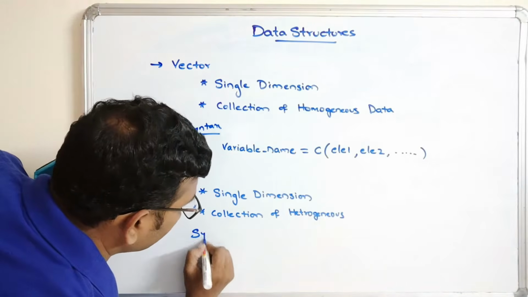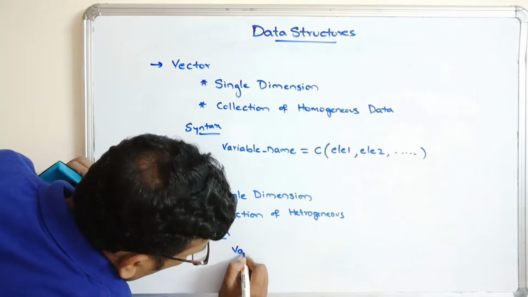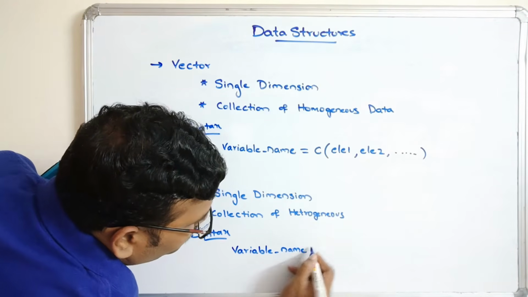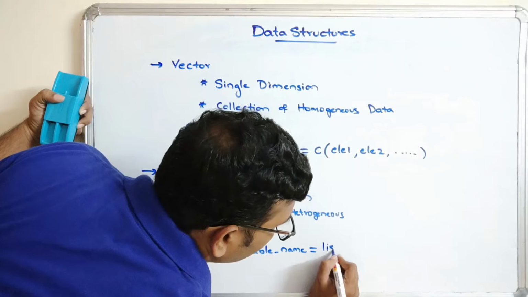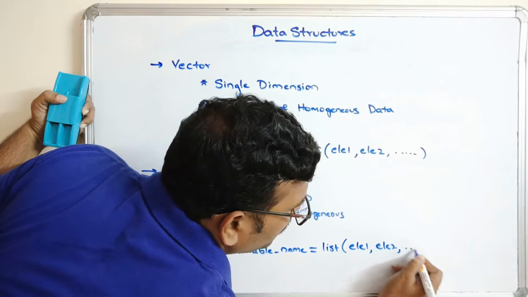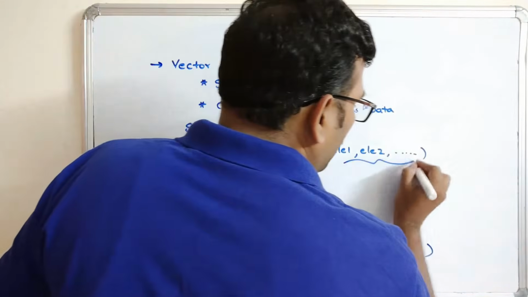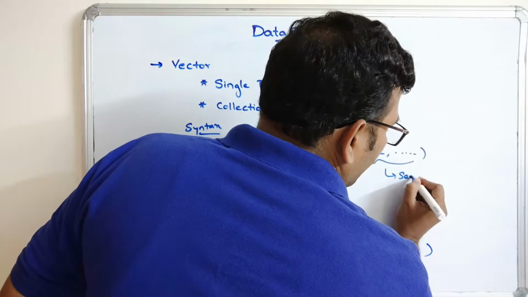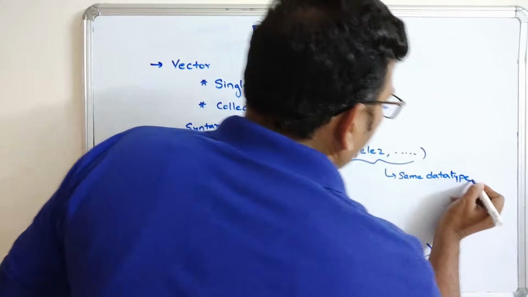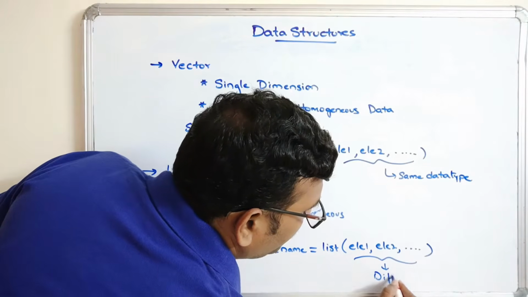And here the syntax for creating a list is variable name, or we can call it a list name, is equal to the list function followed by element 1, element 2 and so on. Here the elements can be of different data types. In a vector the elements should be of the same data type, that's why we call it homogeneous data, and here it can be of different data types.